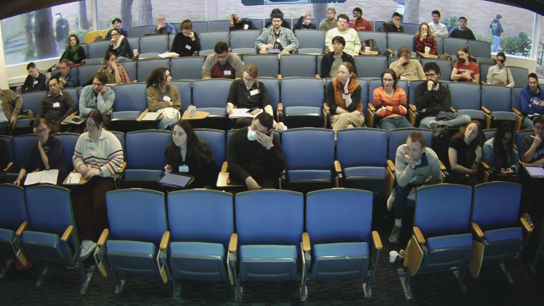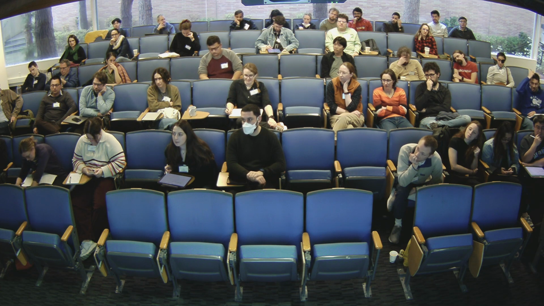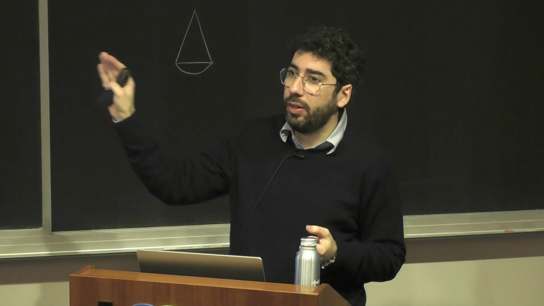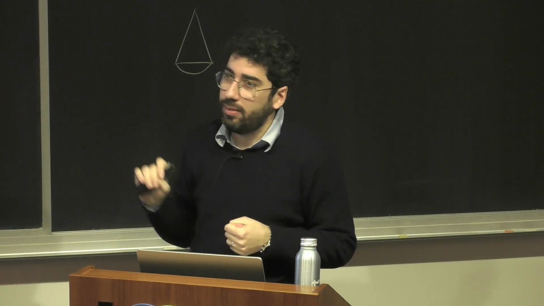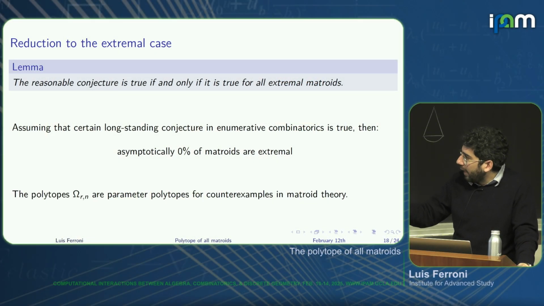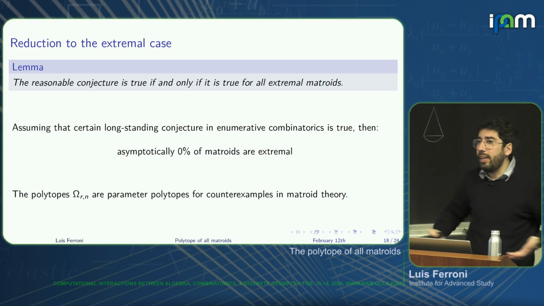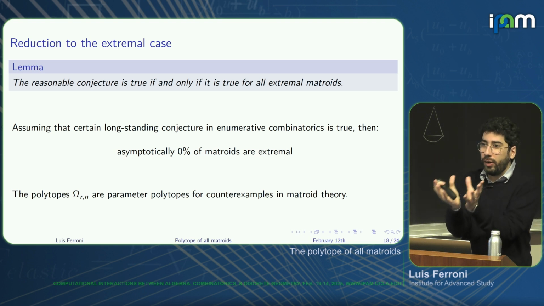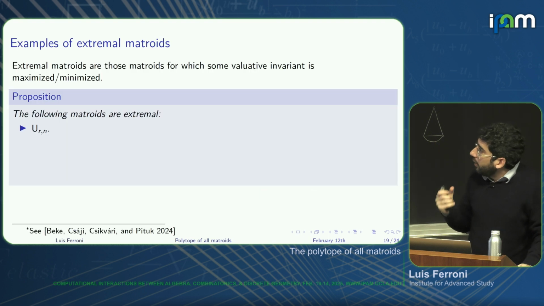The conjecture claims that essentially 100% of matroids are sparse paving. And I will argue in a moment why essentially that would imply this phenomenon. So the motivation in the end was to have parameter polytopes for counterexamples in matroid theory. So study counterexamples. Give us some good framework to study counterexamples. And this is a good framework in my opinion.